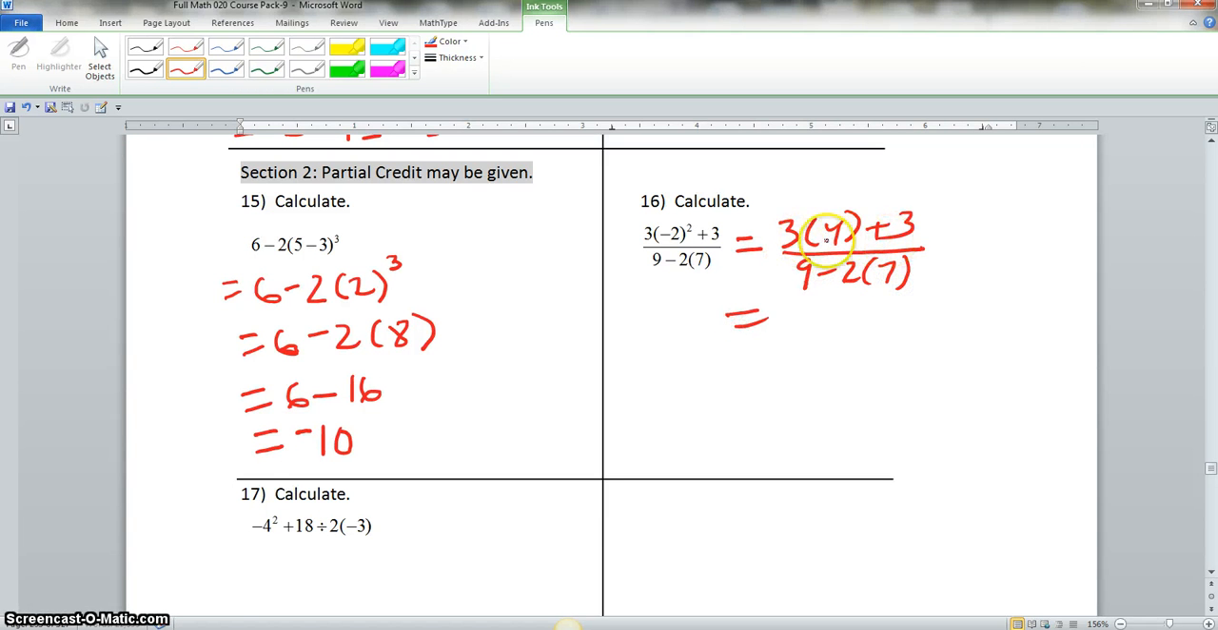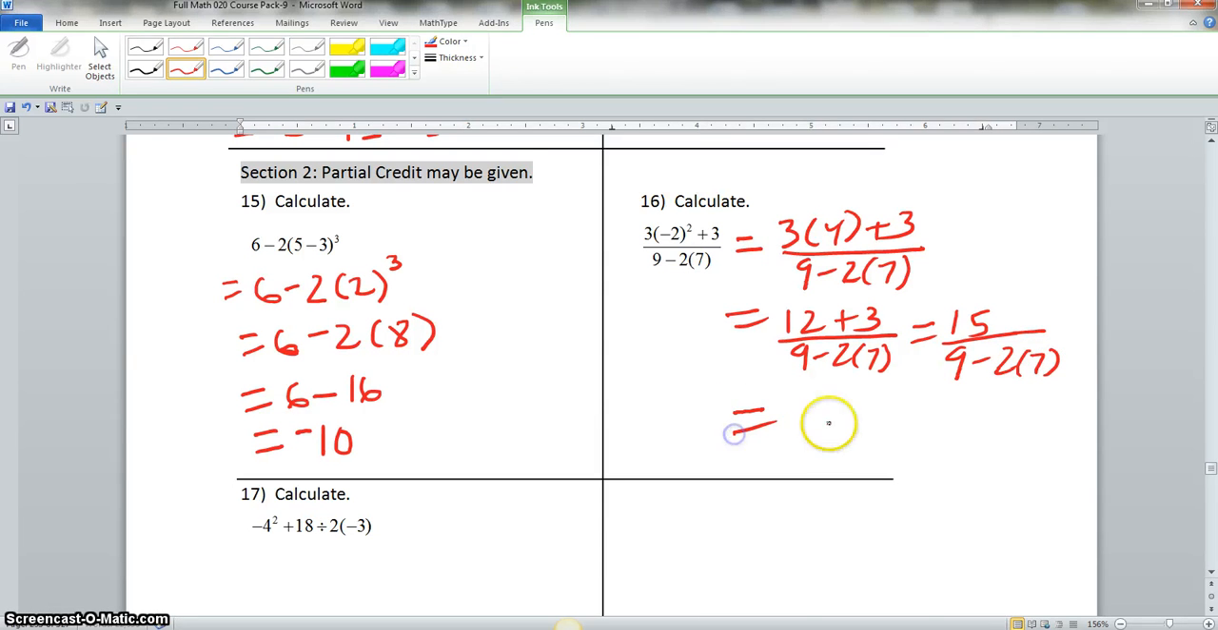Now we have multiplication and addition. And addition, we do the multiplication. 3 times 4 is 12 plus 3 all over 9 minus 2 times 7. 12 plus 3 we know is 15 all over 9 minus 2 times 7.